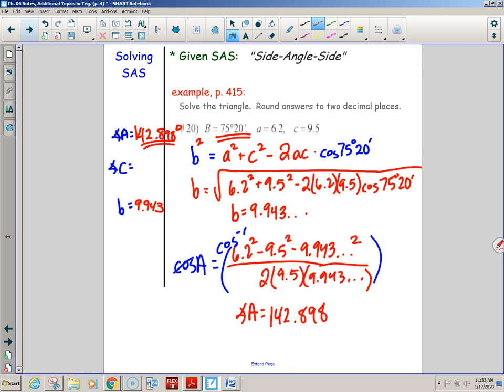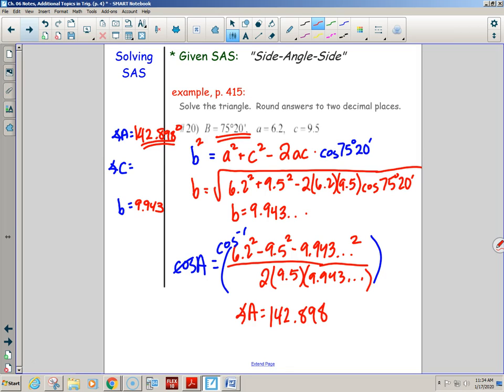Did anybody solve and get something different? Did I plug it in? 6.2 squared minus 9.5 squared minus 9.943 squared all over 2 times 9.5. Am I in radian mode? No, I'm in degree mode. Did you do B right? I assume so. No one stopped me. Square root of 6.2 squared plus 9.5 squared minus 2 times 6.2. Did I do the formula wrong?